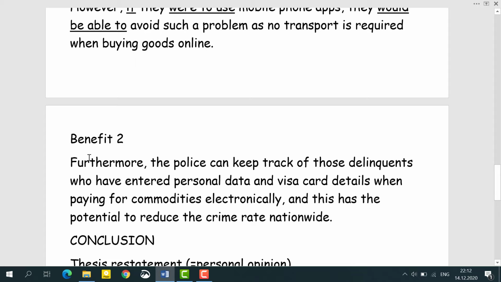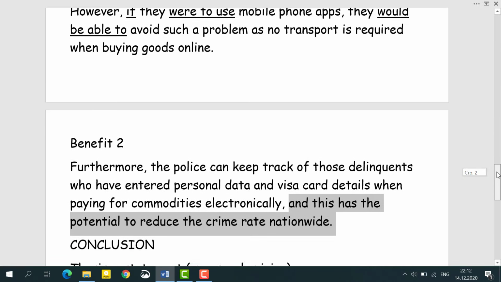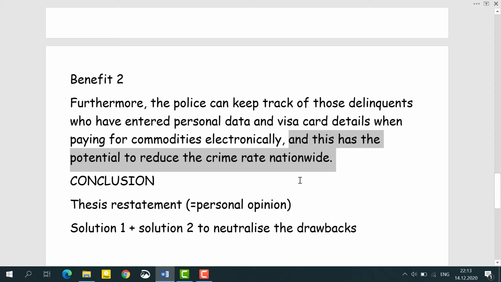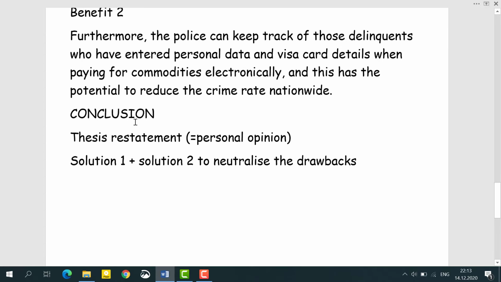Okay, so basically I have explained the first benefit, and here we also have one more benefit. So I have basically analyzed 3 benefits in this body paragraph. Okay, that's it. So now it's time to write the last paragraph, which is called conclusion. And here, okay, we need to write the thesis restatement.